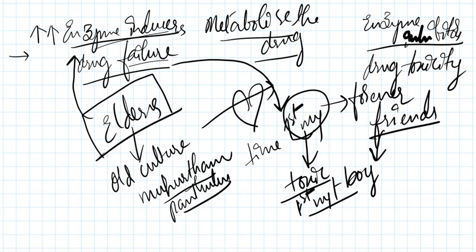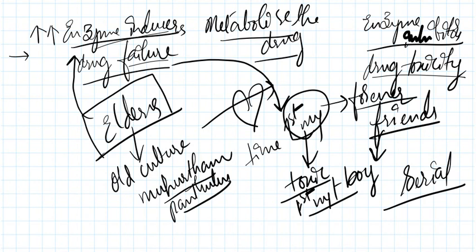Enzyme inhibitors lead to drug toxicity. It means the first night goes forever and ever. No one will be there to stop the first night. The husband and wife will remain in the room forever, and the first night goes on for decades and decades, like a serial. It goes on for episodes and episodes, right? So that is a simple example.